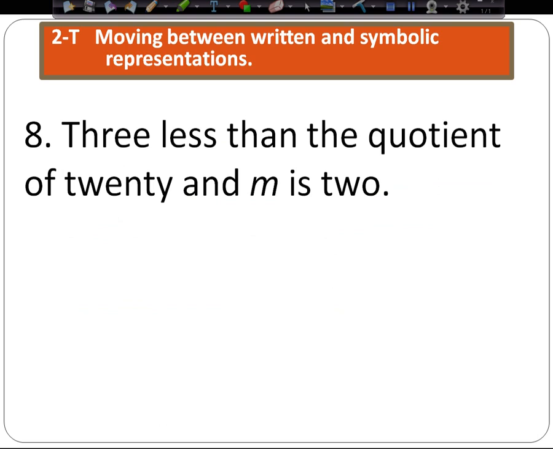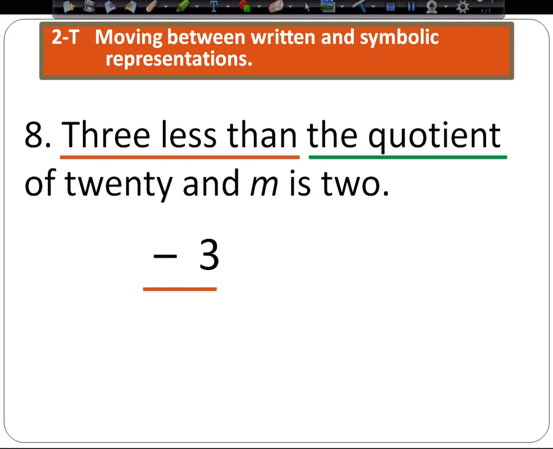Number 8, 3 less than the quotient of 20 and m is 2. Again, take a minute, pause the video, and write down the question. All right, 3 less than. Again, less than is a turnaround word. It means we're taking 3 away from something. So we're going to put minus 3 at the end.